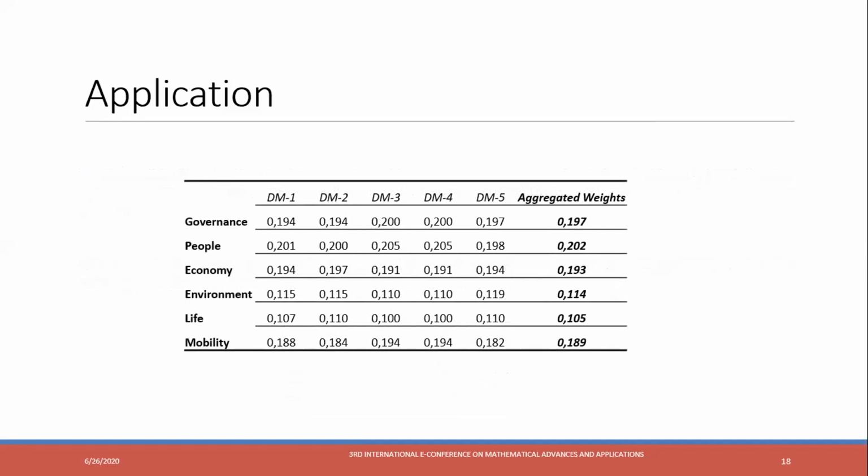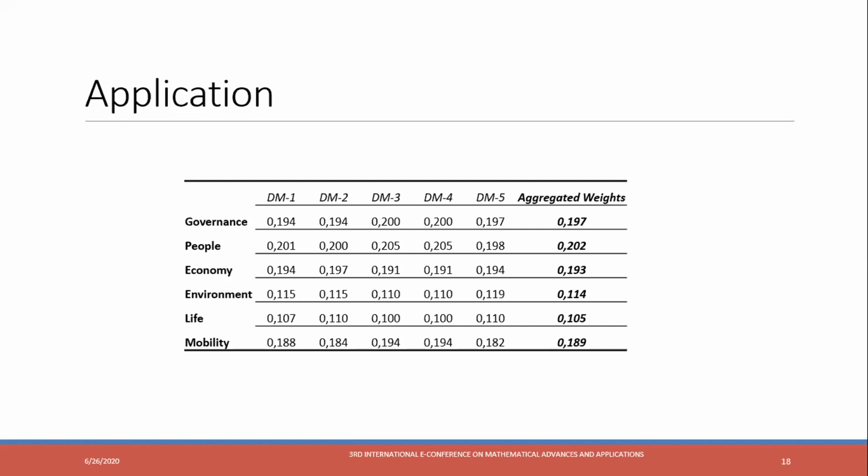And after we calculated the consistency ratios, we conducted the steps of the proposed methodology for each pairwise comparison matrix and calculated the criteria weights for each decision maker. Then we aggregated the criteria weights calculated for each decision maker and found the final weights for the 6 axes. According to the results, we can say that the most important axis for the smart campus application is people, then economy, and the least important one was determined as the life axis.